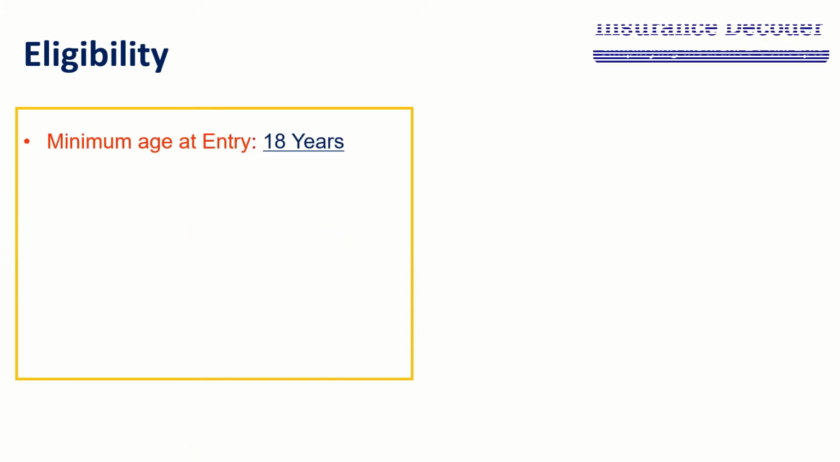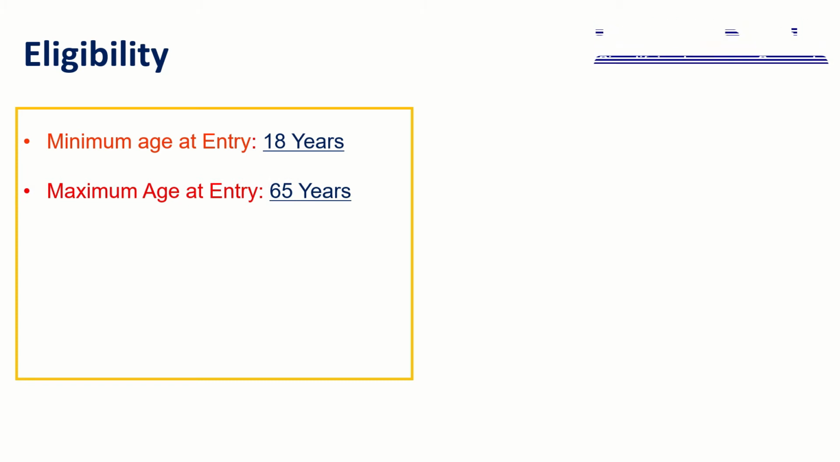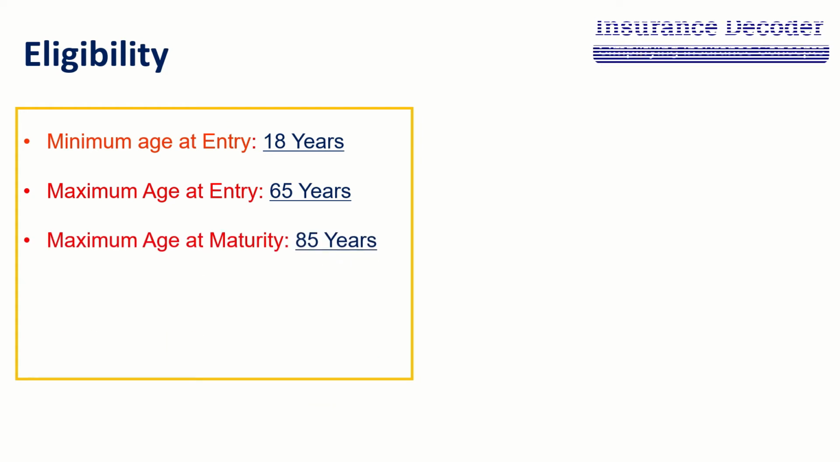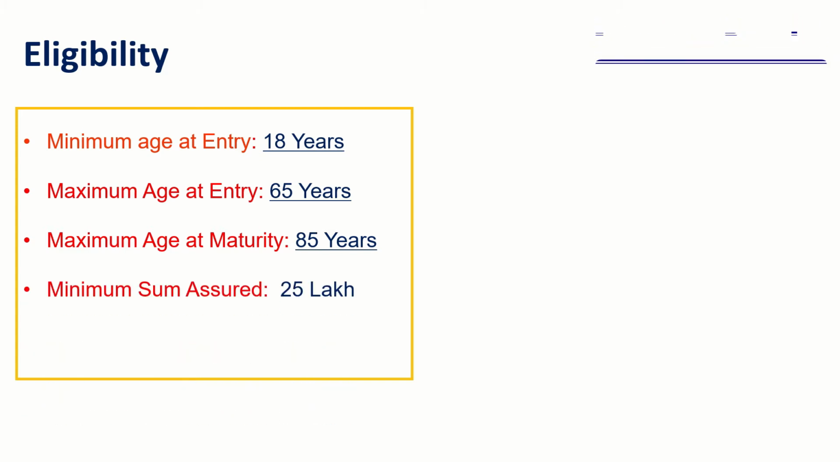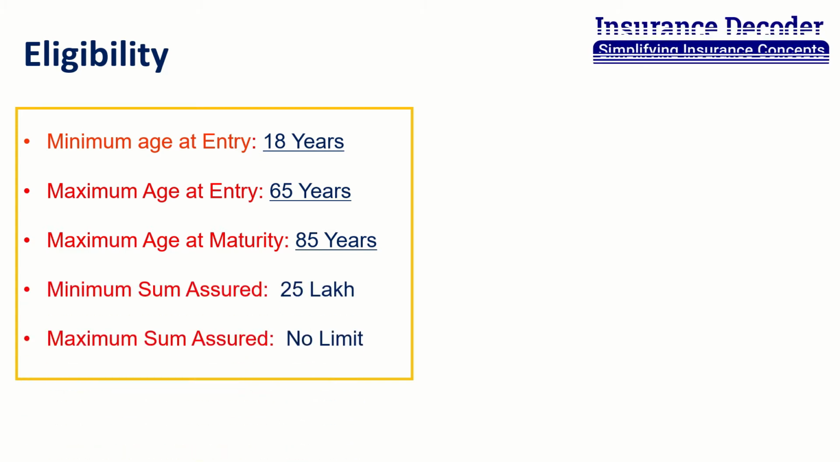First, we'll see the eligibility criteria to buy HDFC Click to Protect plan. For that, the minimum age at entry is 18 years and the maximum age at entry is 65 years. So you have the window from 18 years to 65 years to buy this term plan. And then the maximum age at maturity is 85 years, so you can take this plan up to 85 years. Minimum sum assured is 25 lakh and for the maximum sum assured there is no limit. However, the maximum sum assured is decided depending upon your income.